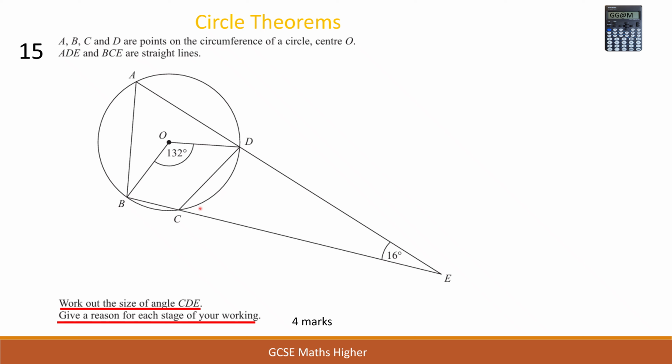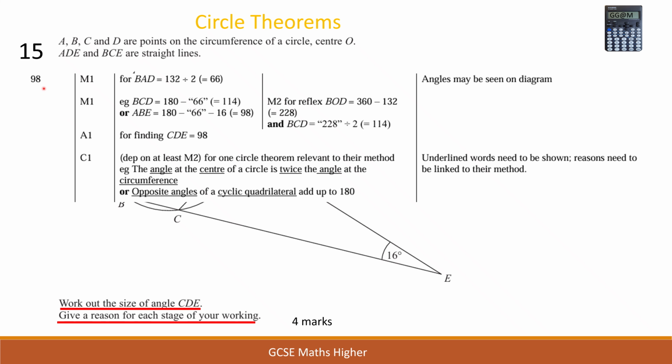So if we keep going a little bit further, we've got these two angles here. That means we can work out this angle here because angles on a straight line add up to 180. So we know this angle in here. And we've got this triangle here. Angles in a triangle add up to 180, which will give me this angle here. The mark scheme says the answer is 98.